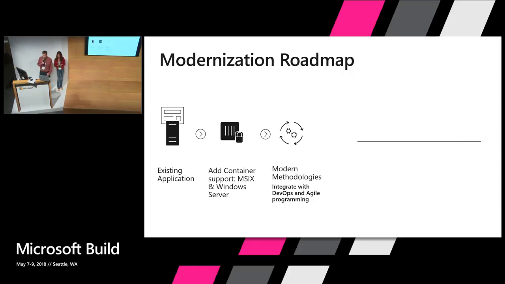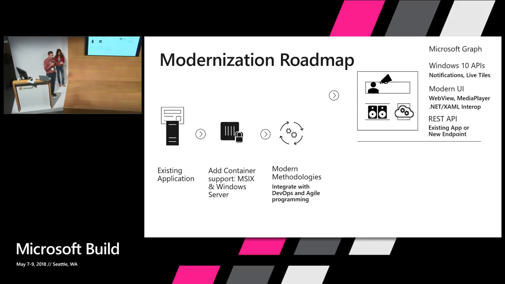Okay, so let's talk a little bit about your modernization roadmap. Typically, you want to take your existing application, and as we mentioned, we recommend the first step is really getting it into a container. And from there, it satisfies a lot of the deployment and dependency problems, so you can integrate it with your DevOps scenarios and your continuous integration CD environments. What you do from there is kind of up to you.